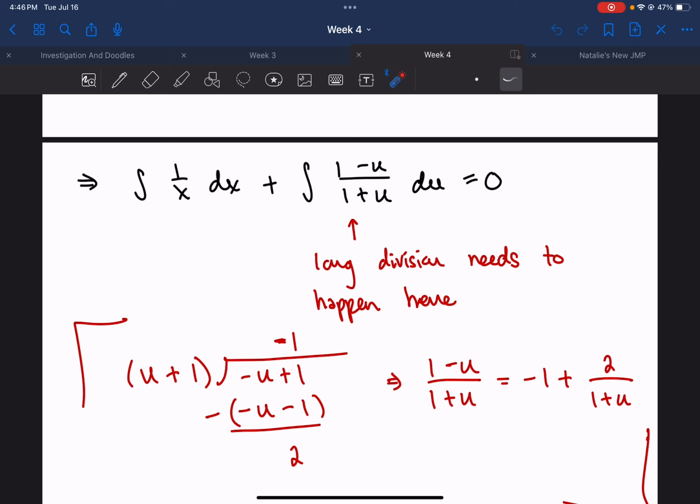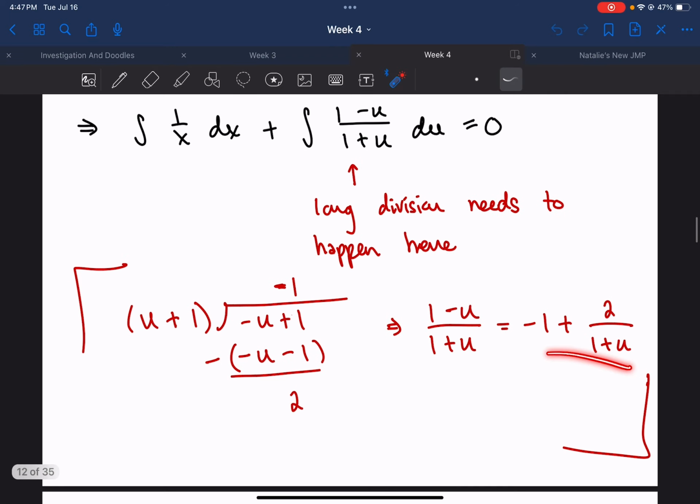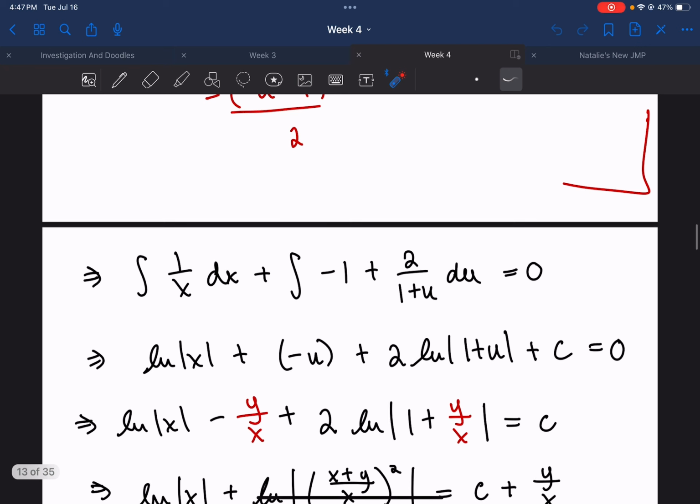U times what is negative u, negative 1, multiply that, remainder of 2. So that means this equals 1 plus 2 over 1 plus u. Sorry, negative 1 plus 2 over 1 plus u. That's the long division. Okay, which means this is my integral.